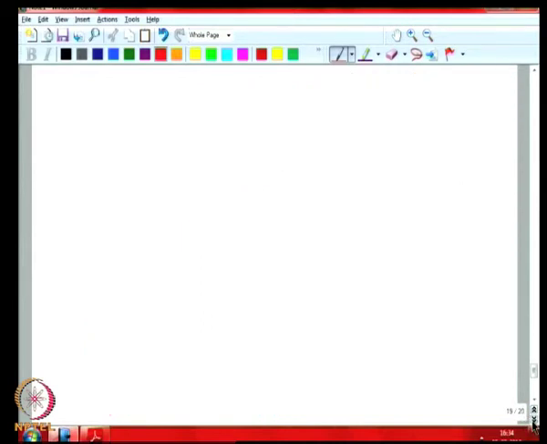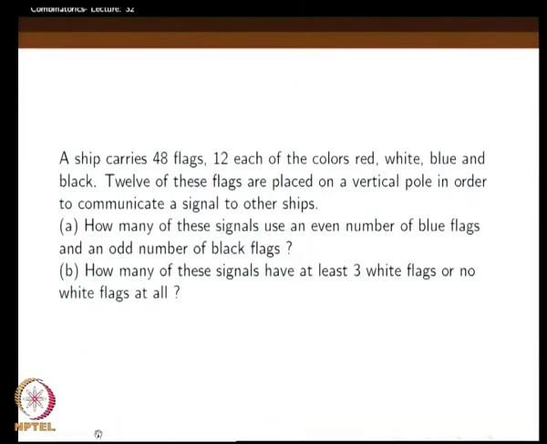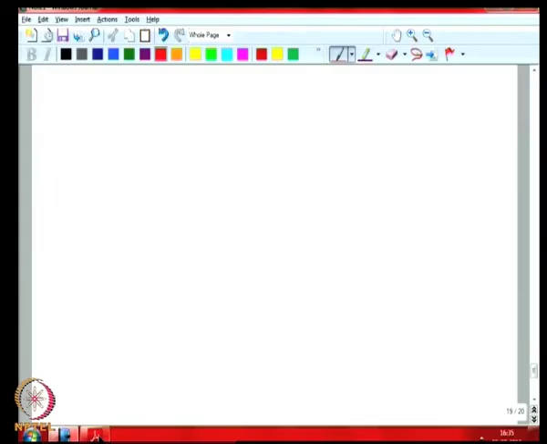Now, we can look at the other part. How many of these signals have at least 3 white flags or no white flags at all? So, there is a restriction on white flag now, right. All other flags are okay.